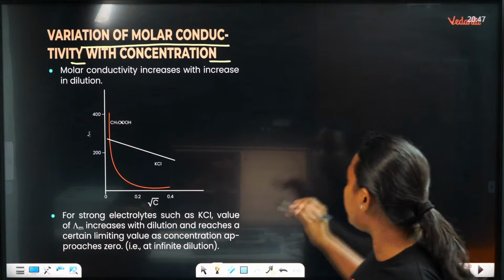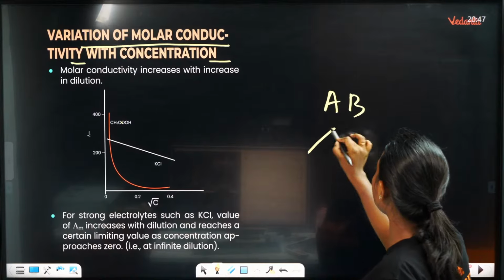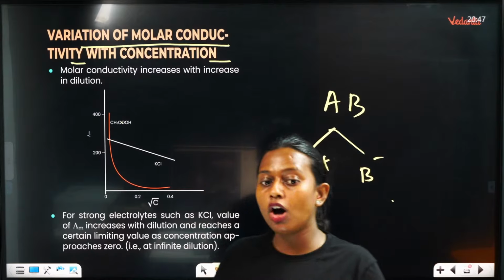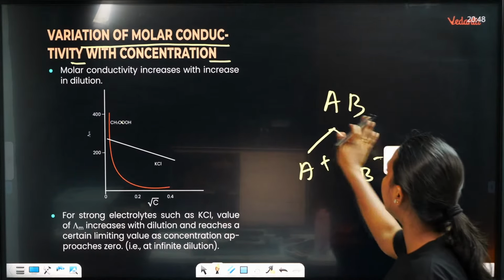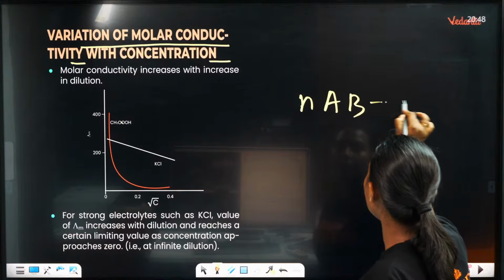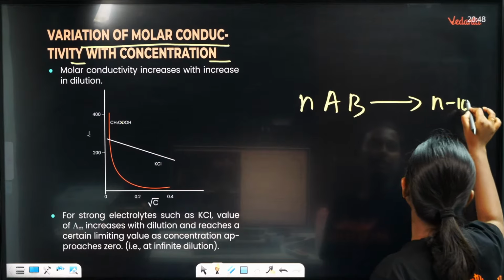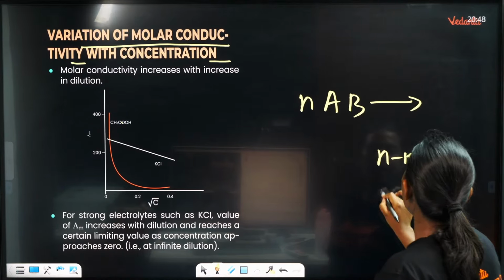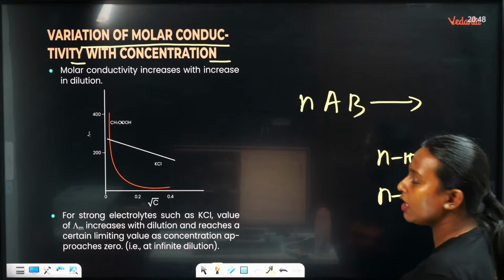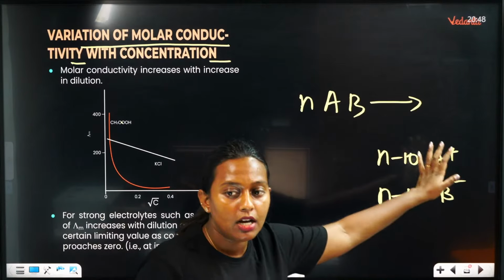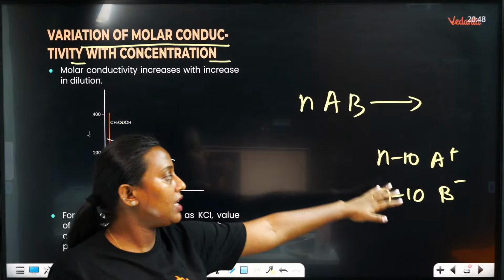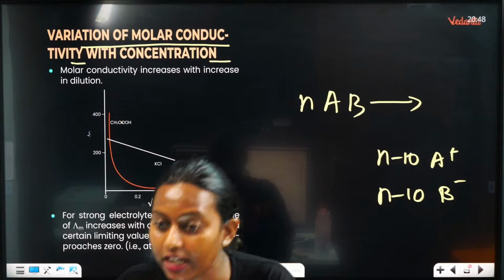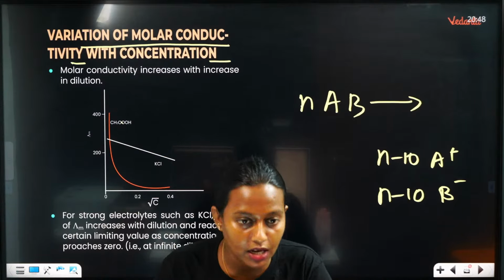So AB will form A plus ion and B minus ion. Normally, complete dissociation gives N of A plus and N of AB. But here, only N minus 10 A plus and N minus 10 B minus have formed. So listen carefully. Complete A plus and B minus have not formed, only N minus 10 A plus and N minus 10 B minus.